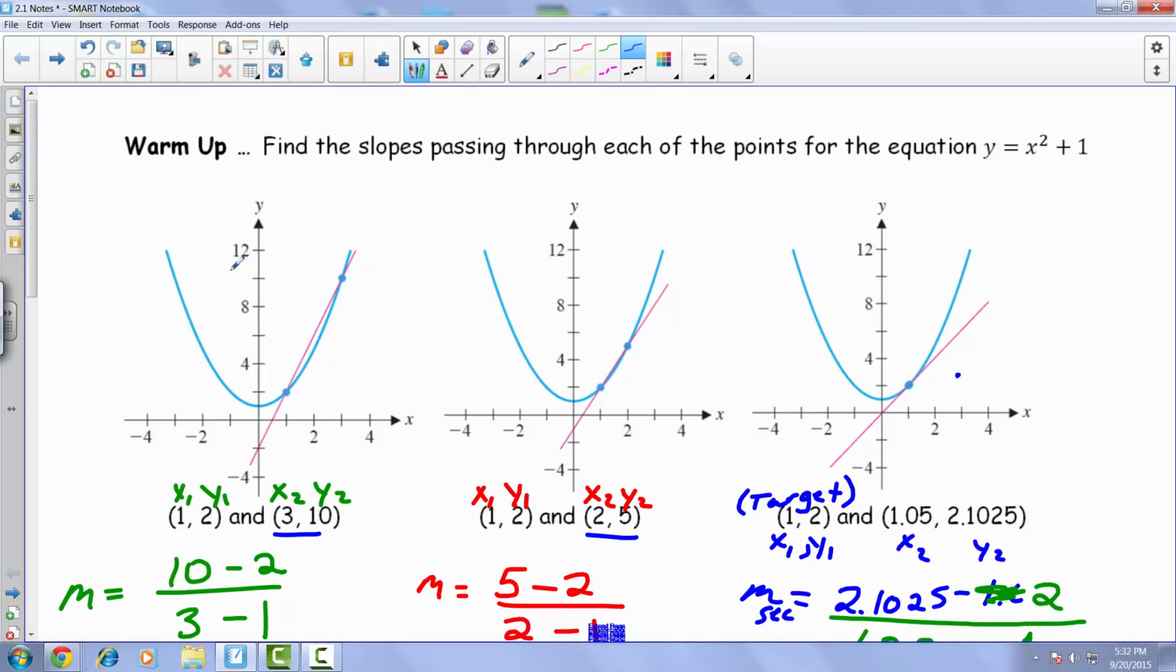But again, that is the warm-up from our 2.1 set of notes, just looking at secants and converting them into a tangent slope.